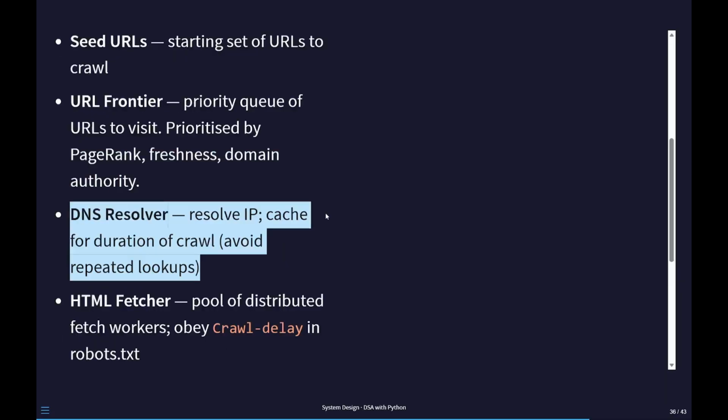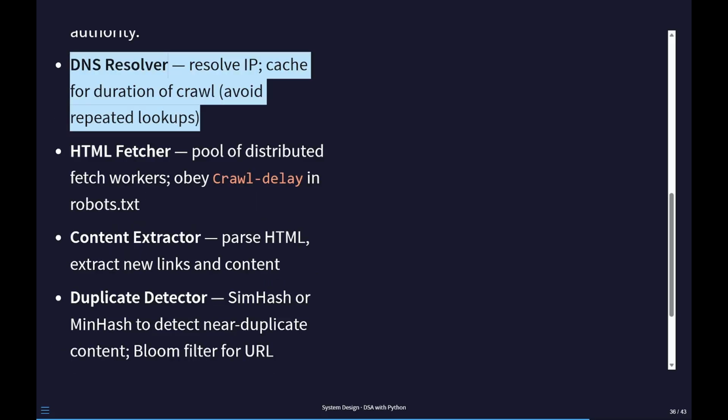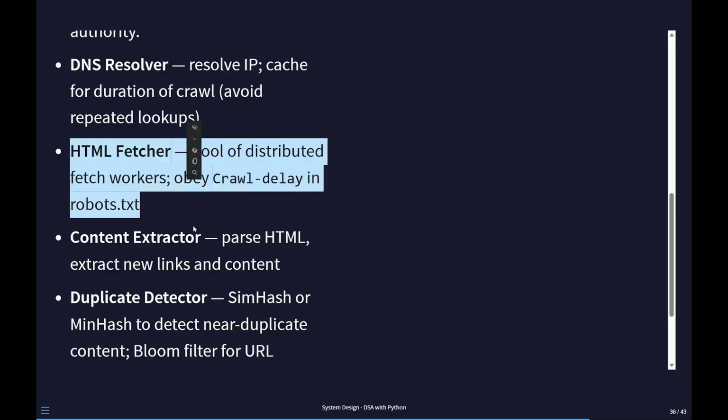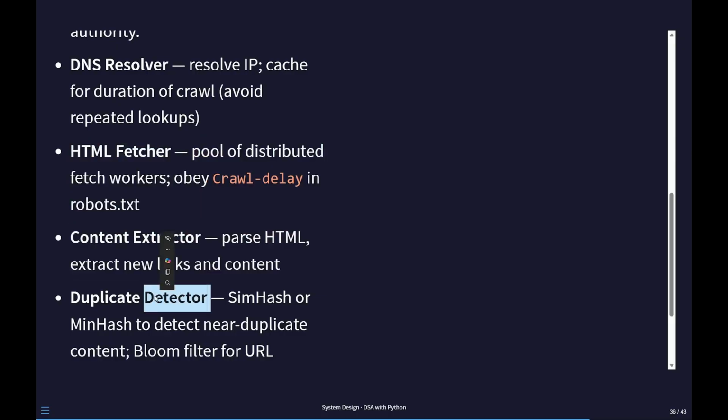Fetch workers, a distributed pool of workers that obey robots.txt, which tells crawlers which paths they are not allowed to access, and respect crawl delay directives. Being polite is ethically important, and practically necessary to avoid getting IP blocked. Content parser and link extractor, parse the downloaded HTML, extract all links, and add new, unseen ones to the frontier. Also extract the text content for indexing.